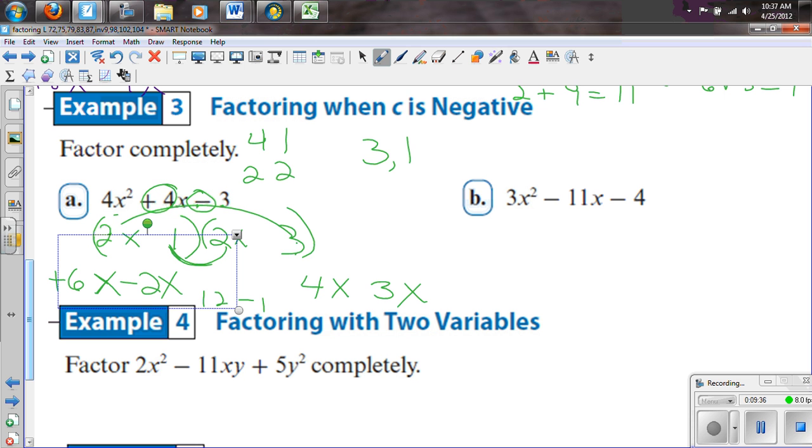So here's my 2x right here. That's going to be negative, and my 6x is going to be positive. And again, you should always check these. 2x times 2x is 4x squared. 2x times 3 is plus 6x. Negative 1 times 2x is negative 2x. That gives us, when we subtract those, this positive 4x, and then negative 1 times positive 3 is negative 3. So 2x minus 1 and 2x plus 3 is your answer.